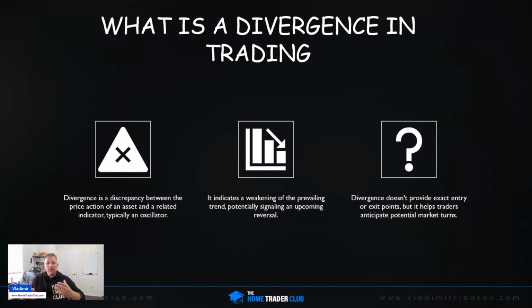Divergence basically gives you a sort of indication. It indicates a weakening of a prevailing trend, potentially signaling an upcoming reversal or at least a slowdown for some time. Very important to remember that divergence by itself is a technical analysis concept. It does not, and I repeat, it does not provide exact entry or exit points. It indicates a potential trading opportunity to build.